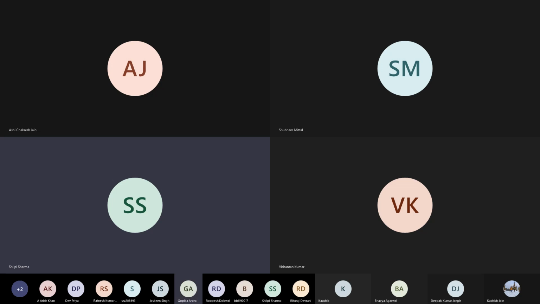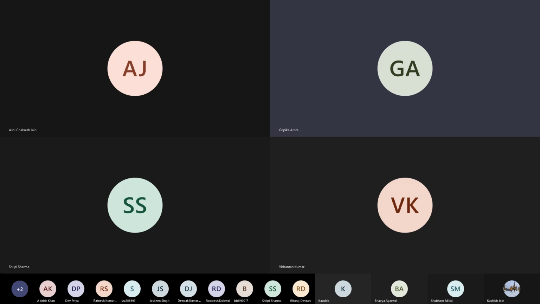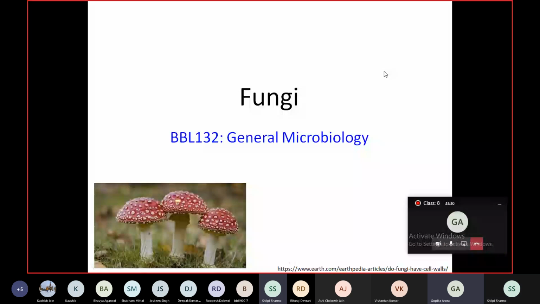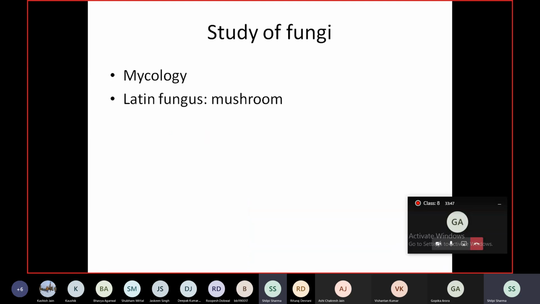Yes, Gopika? Grows on organic substances. Sorry Gopika, you have to be a little louder. Grows on organic substances. Correct, grows on organic substances. And first of all, of course, mushrooms, which are edible, you know that that's a part of our daily life. Okay, so the study of fungi. Yeast, ma'am. Yeast, correct, very good. Yeast also are an important component in our day-to-day life.